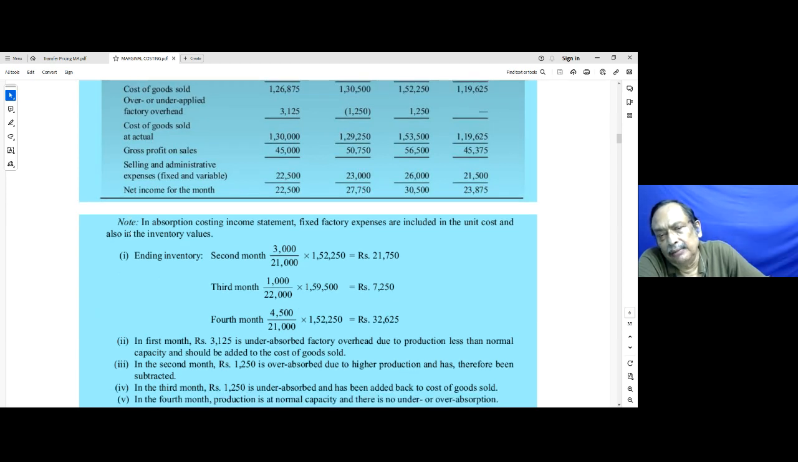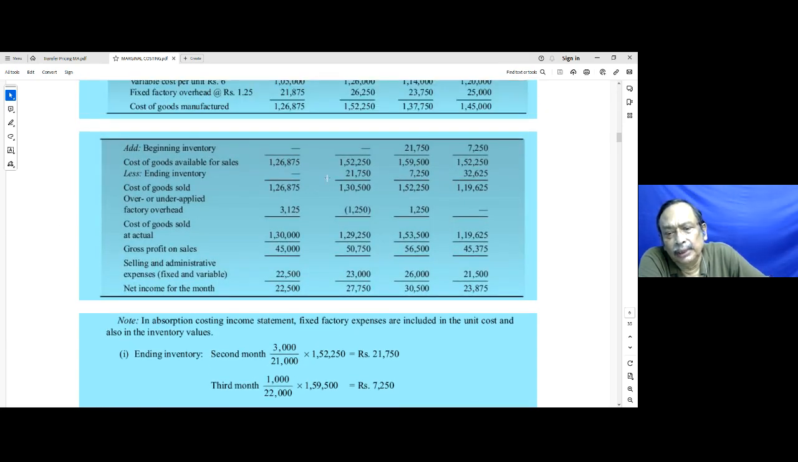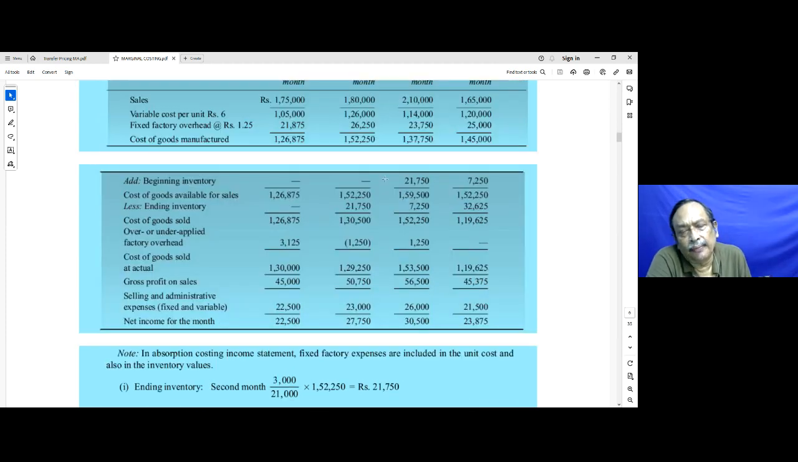1,000 is ending inventory divided by 22,000 into 1,59,500, we get 7,250. Then after adding, we get cost of goods sold. Then over or under applied factory overheads, it is 1,250, same manner. That is 1,000 into 1.25. That is 1,250. So we get cost of goods sold at actual 1,53,500. Gross profit on sales 56,500. Less selling and administrative expenses, fixed and variable 26,000. So net income for the month we get 30,500.